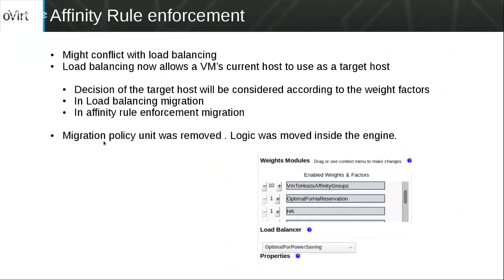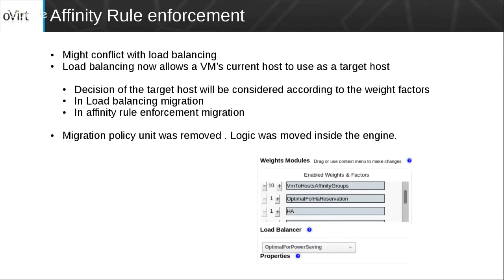The affinity rule enforcer might conflict with load balancing for that matter. Think of an example that we have a load balancer, let's say that tries to balance according to power saving policy and tries to migrate a VM to a host according to the load balance, the power saving policies we have. And in the background, we have the affinity rule enforcer that is trying to solely migrate a VM by VM to host or VM to VM affinity. But let's concentrate on VM to host affinity.